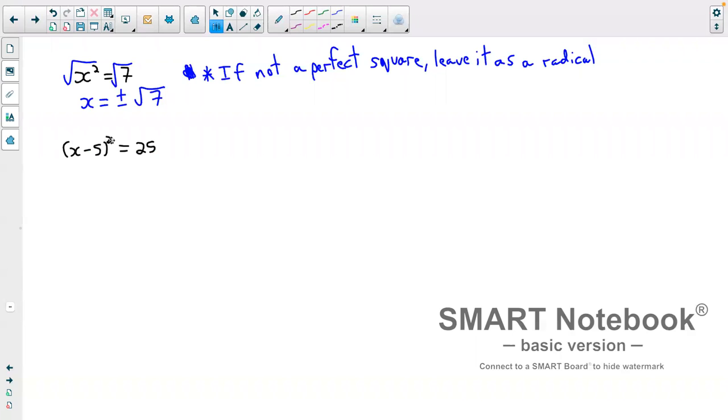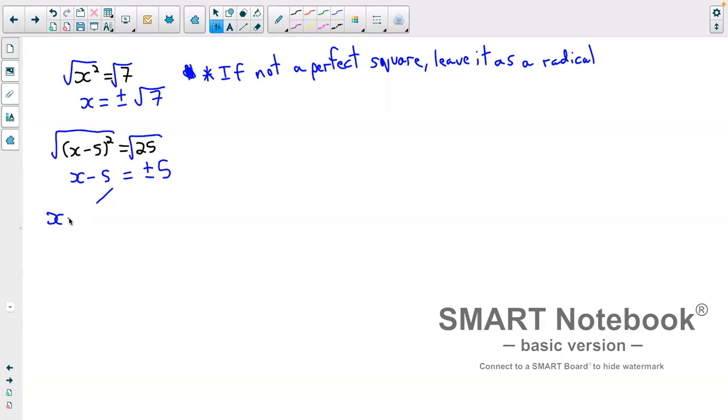Next one, we have x minus 5 squared equals 25. Our squared part is on its own, which is good, so we can simply take the square root of both sides. That will give us x minus 5 is equal to plus or minus 5. Now in a situation like this, where we have more than just our x on the one side and plus or minus something on the other side, we'll break it down into two separate equations.